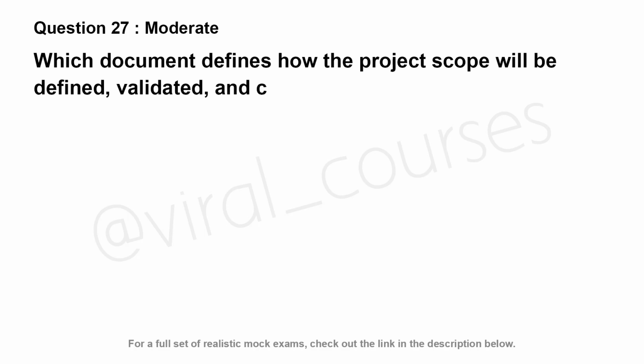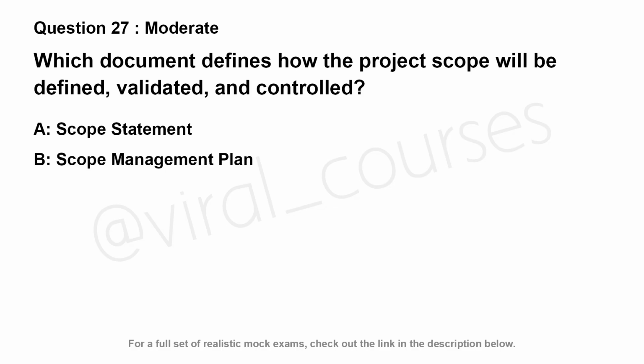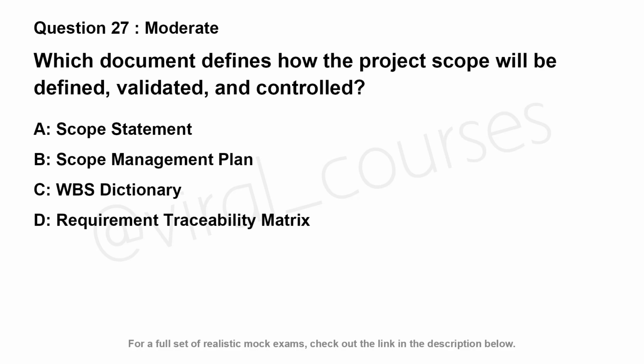Which document defines how the project scope will be defined, validated, and controlled? Option A. Scope statement. Option B. Scope management plan. Option C. WBS dictionary. Option D. Requirement traceability matrix.